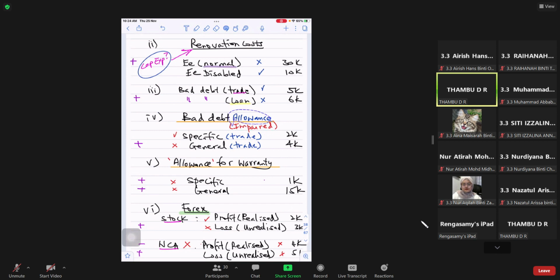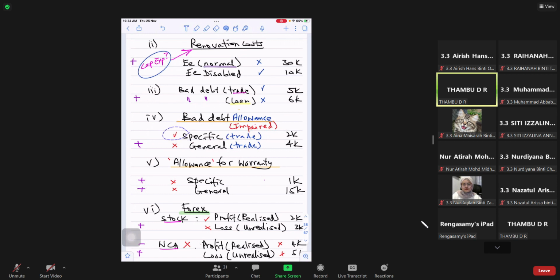Expected bad debt. This is anticipated bad debt. You expect people not going to pay, which means anticipated loss. Expected loss for bad debt is only allowed if it is specific, specific relating to trade. Allow, or impact debt, specific, allow.